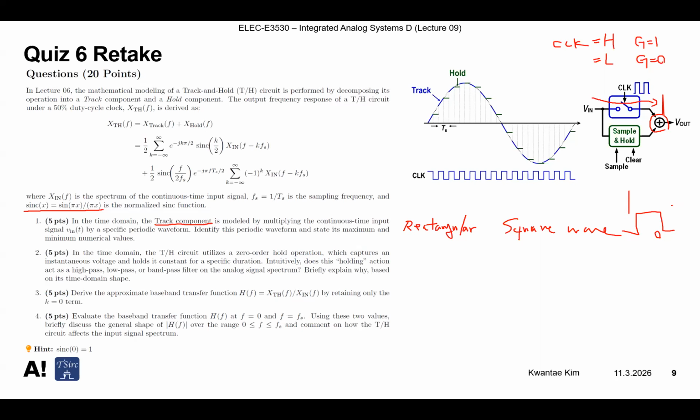So is there anybody who solved this one? This sub question? No?